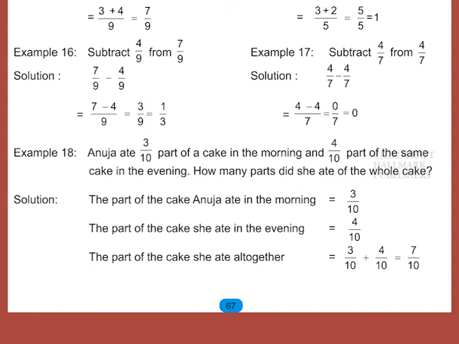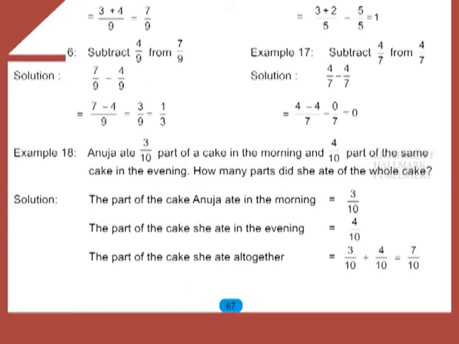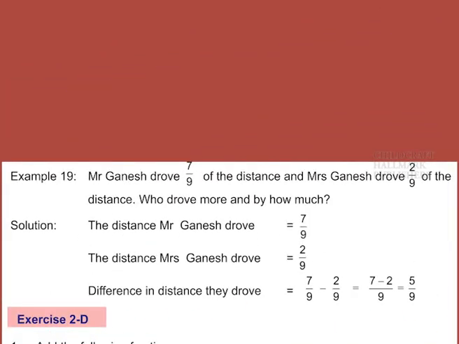Solution: the part of the cake Anuja ate in the morning is 3/10. The part of the cake she ate in the evening is 4/10. The part of the cake she ate altogether is 3/10 + 4/10 = 7/10. Example 19. Mr. Ganesh drove 7/9 of the distance and Mrs. Ganesh drove 2/9 of the distance. Who drove more and by how much?